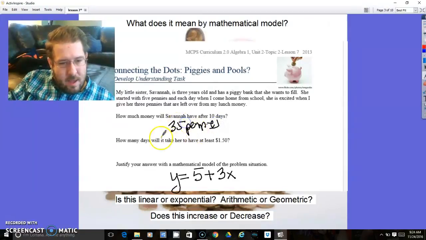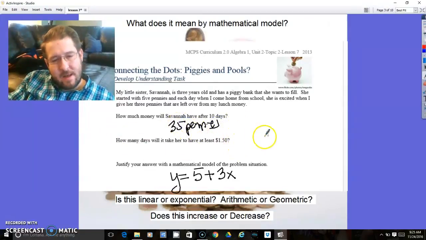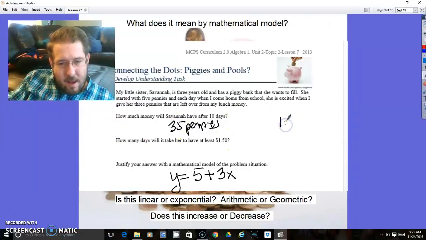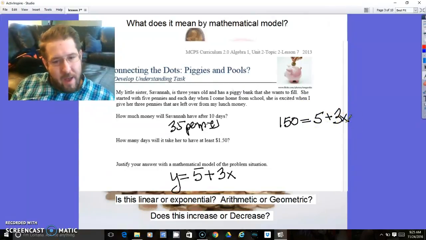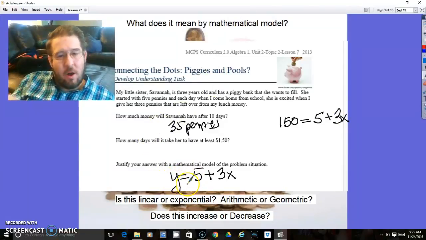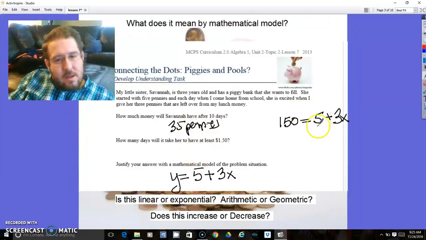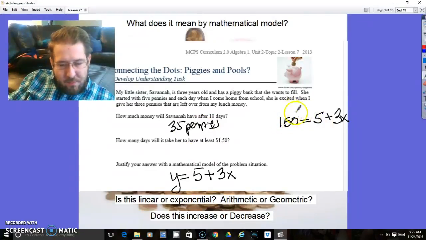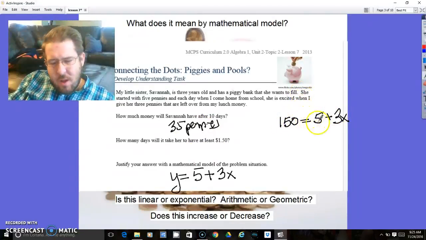All right, and how many days will it take for it to have at least $1.50? So I would set that up by saying there's 150 pennies in $1.50, so 150 equals 5 plus 3x, and now I can solve for x. Because as long as you know either x or y's value, you can always solve for the other. So in the first question, we were trying to solve for y, and in this question, we're trying to solve for x. So I would subtract 5 from both sides. It gives me 145. Divided by 3, I believe, gives you 48 1/3.